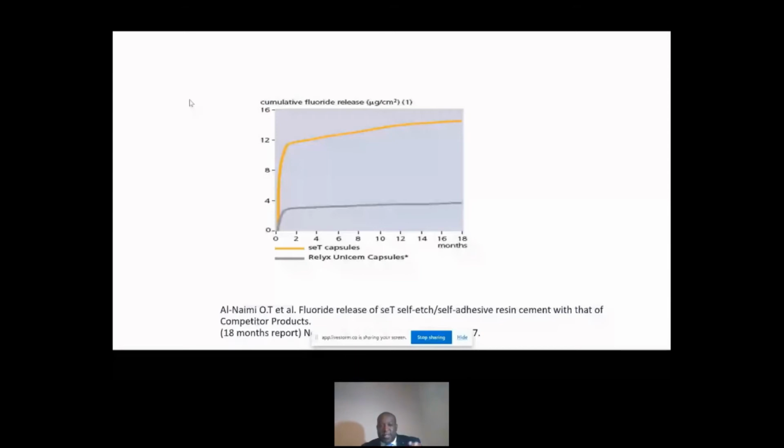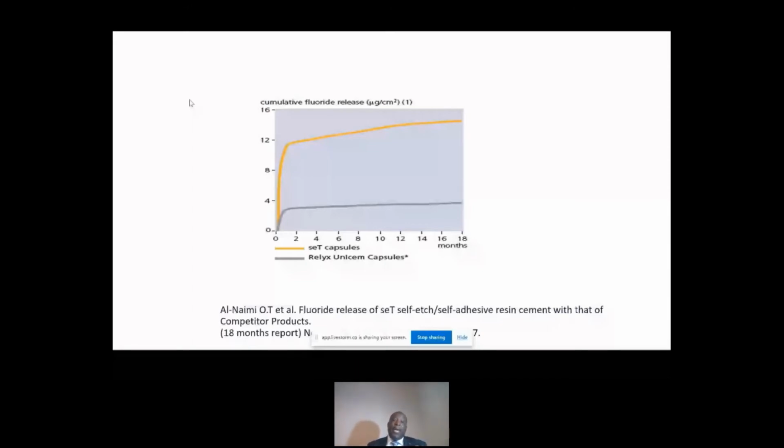Typically, self-etching cements don't have a high fluoride release, but with SDI's product SET, it does. So for me, that's a very big seller. And another reason, as I said, why I like it is the variety of shades.